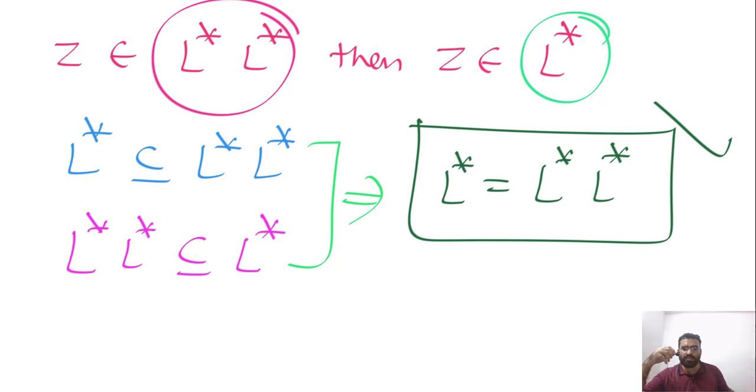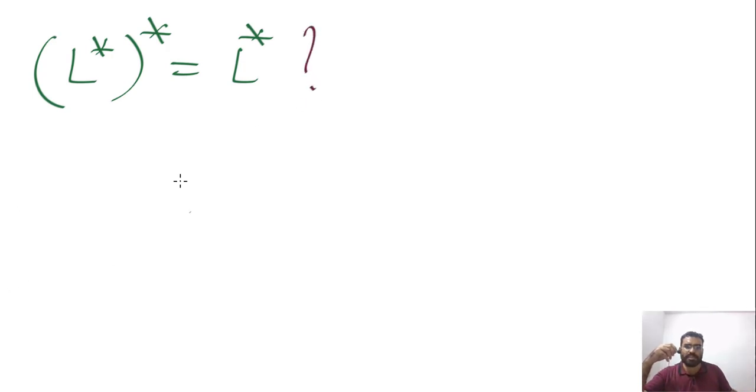Now what we have to prove, remember our original problem, is that L star whole star is equal to L star. This is what we have to prove. Now this is very easy to prove. Let us assume L star is A. For a moment, let's assume L star is something A.